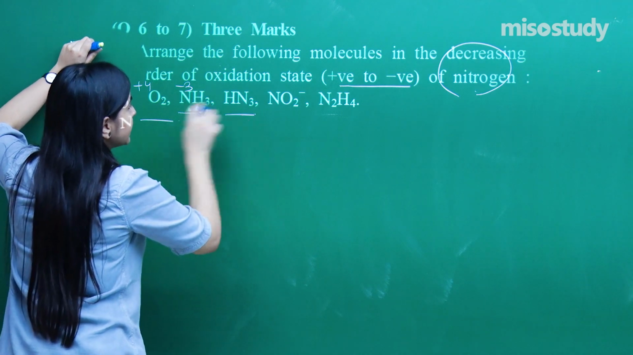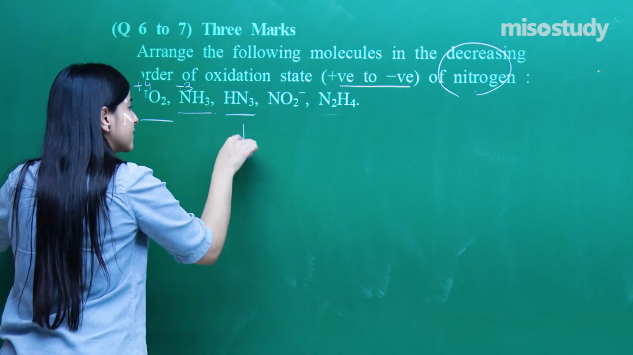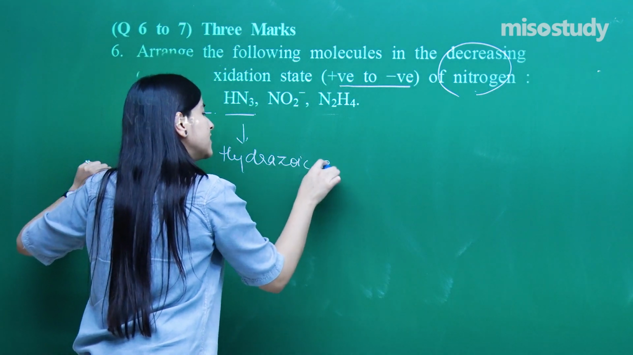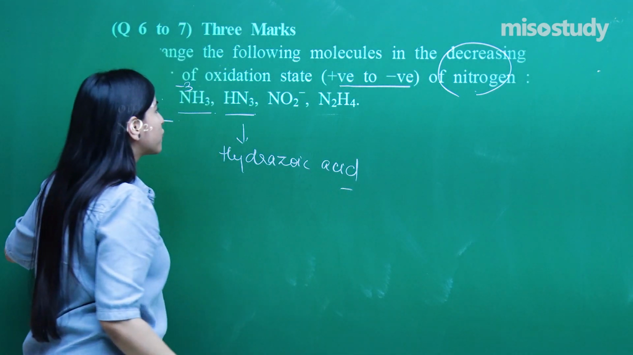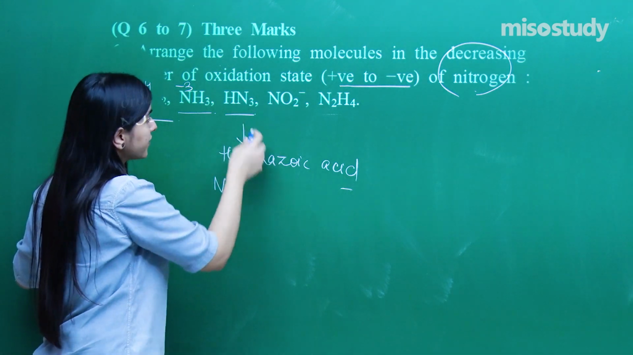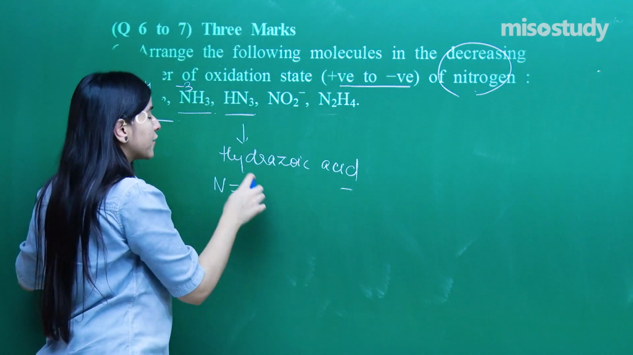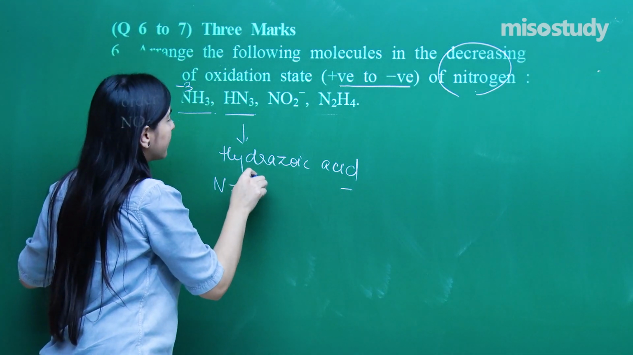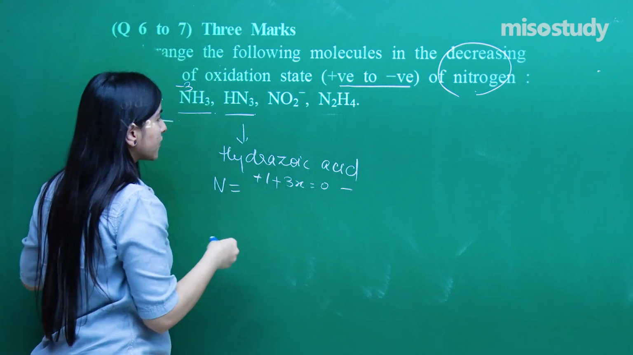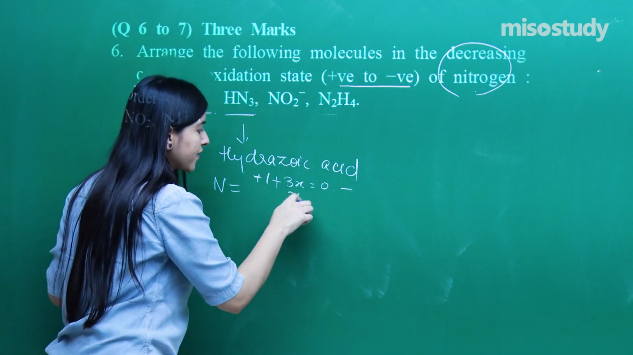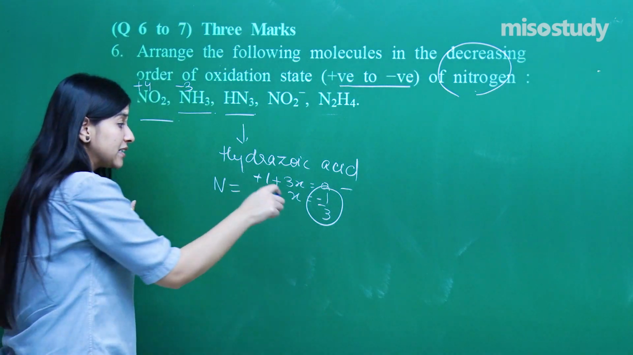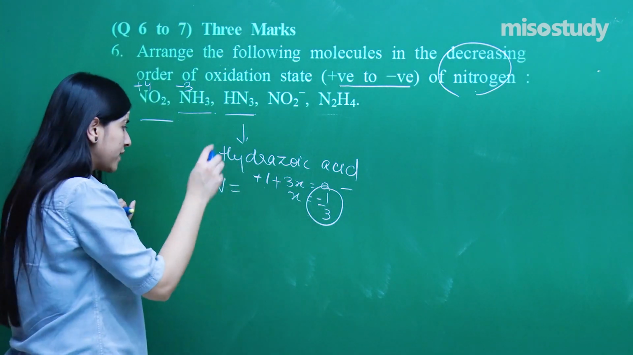This one, see here, is hydrazoic acid, right? And if you try to find out the nitrogen oxidation state, assume the hydrogen is +1, so +1 plus 3x equals 0, and x is -1/3. It's a fractional state which is coming out.